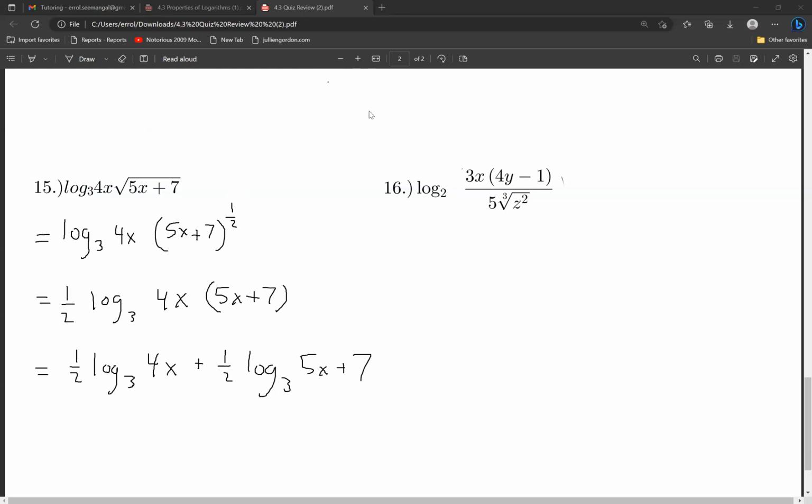All right, 16. How are we going to do 16? Okay, so first, before you do anything, what are you going to do first on 16? Distribute 3x. Okay, so we get 12xy. Wait, no, they're different variables, that's okay. Log 2, 12xy minus 3x, right? That's the top. And the bottom, how can we rewrite it? What's the exponent on the z? 2.